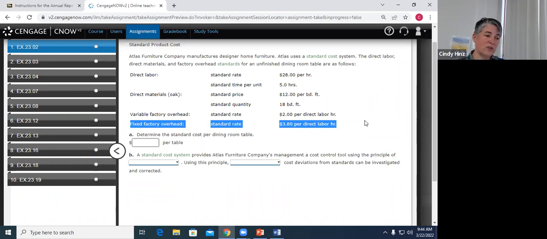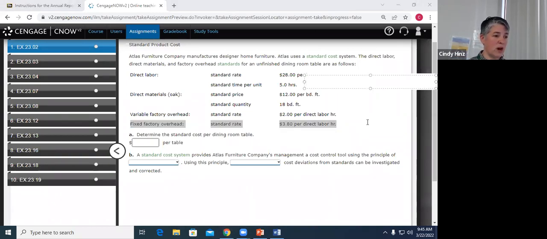Our job for this exercise, though, is just to make one table showing how much it should cost us. So I'm going to get my annotate up here, and we'll do these calculations. We'll start with direct labor, where we expect to use 5 hours of direct labor, and we expect to pay $28 per hour for that direct labor.